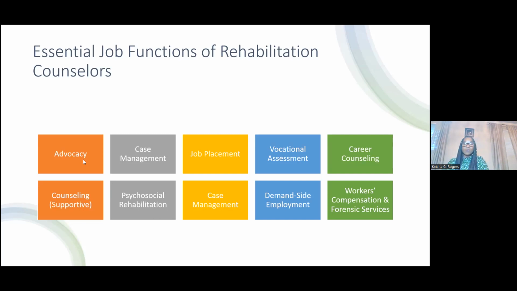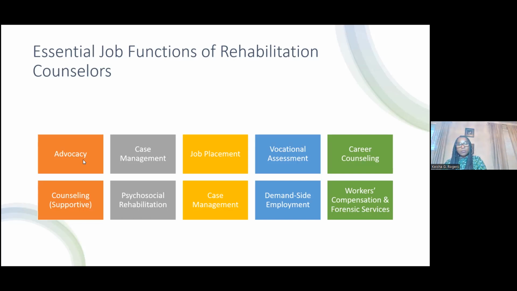Rehab counseling also encompasses career counseling, supportive counseling. So we don't do Freudian psychoanalytic counseling services, but we absolutely provide supportive counseling to individuals who may be dealing with emotional stressors as well as physical disability, and all of the life things, right? All of the things. When we recognize that clients need further assistance beyond what we can provide in terms of counseling, then of course we refer them out for those services.